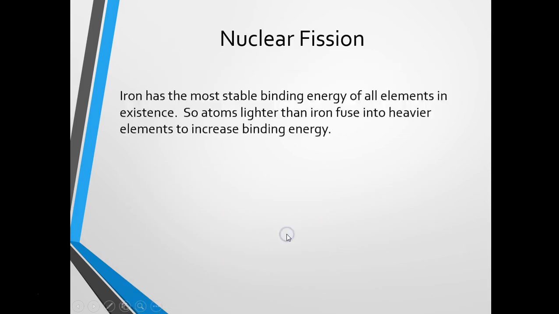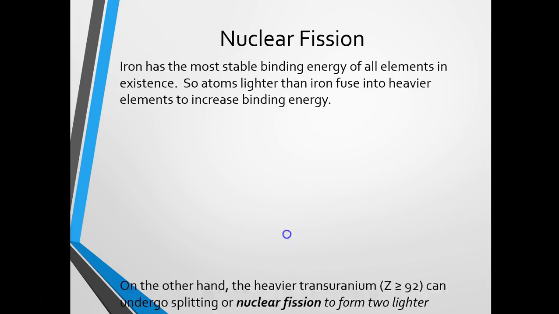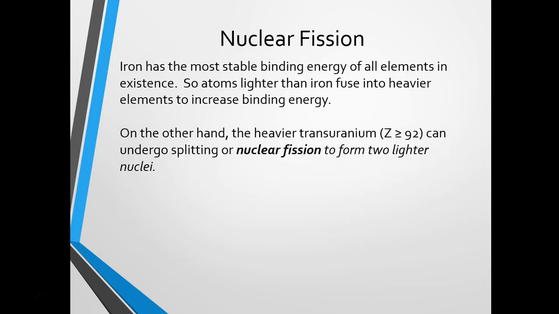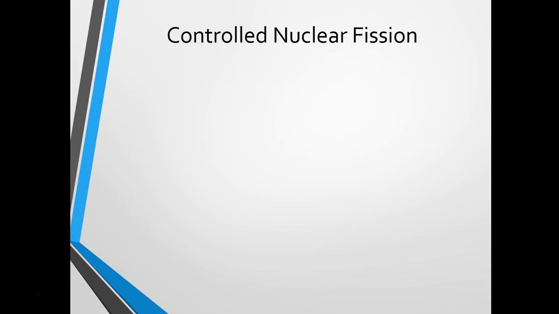Alright, so nuclear fission. Now, unlike nuclear fusion, which is the combination of small atoms, nuclear fission is the splitting of very large atoms. So anything that is heavier than uranium can undergo nuclear fission, which will form 2 smaller atoms. And if you add up the binding energies of the 2 smaller atoms, it'll be greater than that of uranium, so the overall stability increases. So this is an energetically favorable process.